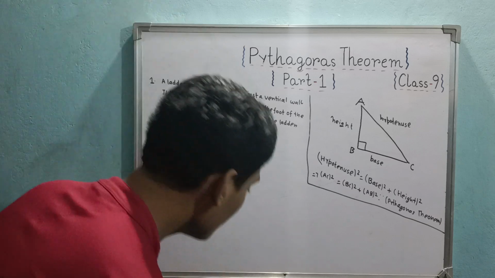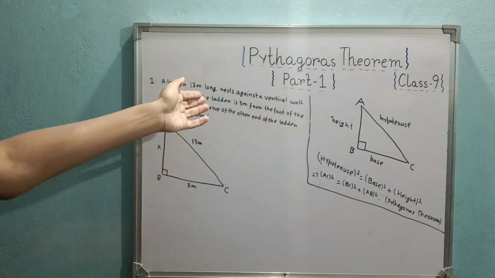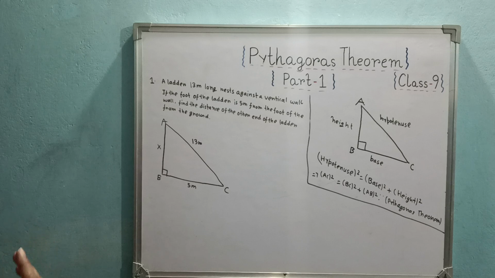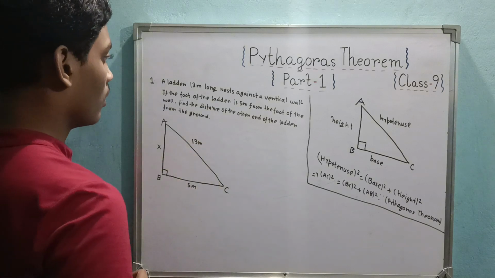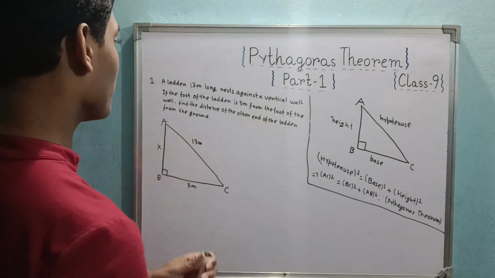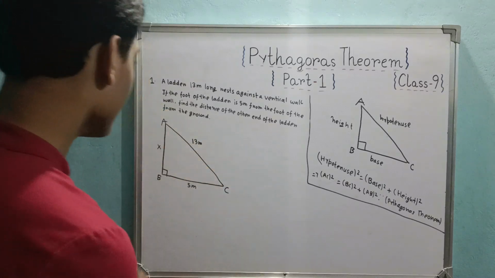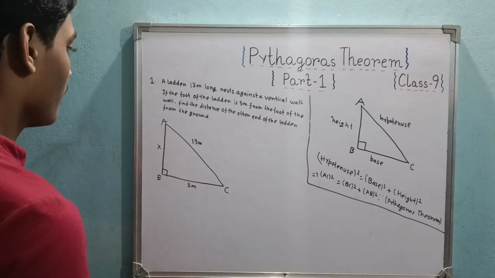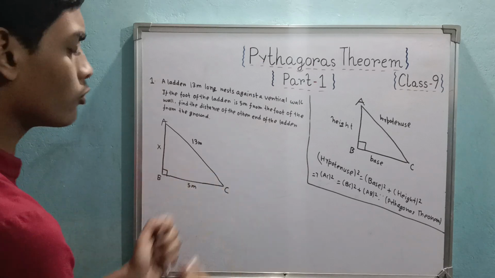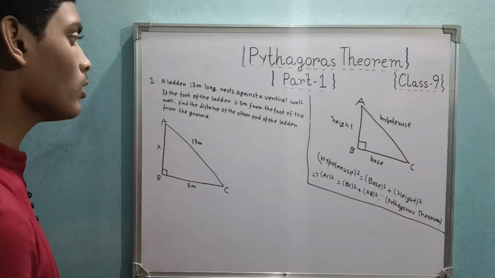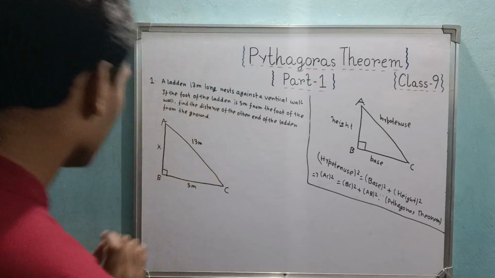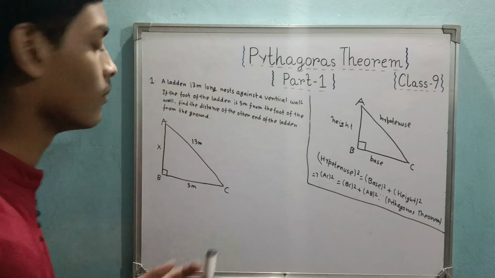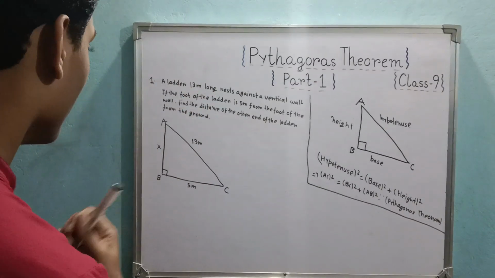So see, you will be able to frame the diagram if you go step by step. The height here is the vertical wall. The hypotenuse is the slanting ladder that is resting against the vertical wall. And what is your base? The distance between the foot of the wall and the foot of the ladder. You have to identify what is given in the question and how it can be converted into the Pythagoras theorem. That's the main concept.